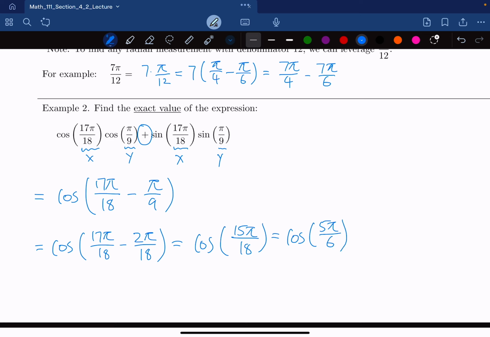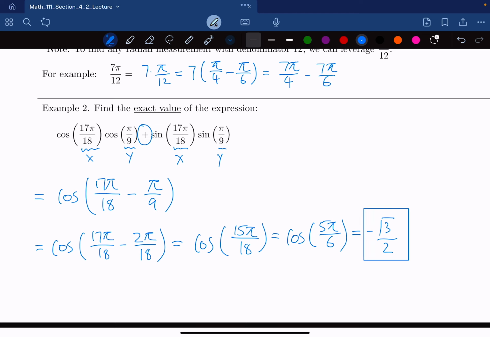And again, we have our trusty unit circle. So cosine of 5 pi over 6 is going to be radical 3 over 2. But because it's in the second quadrant, we need to put a negative. So this is our answer. Okay. Not a bad problem.